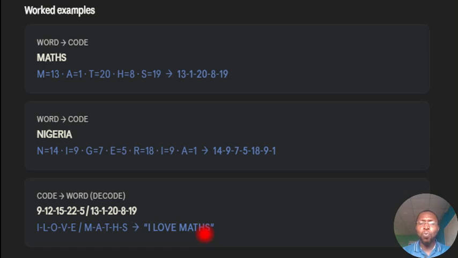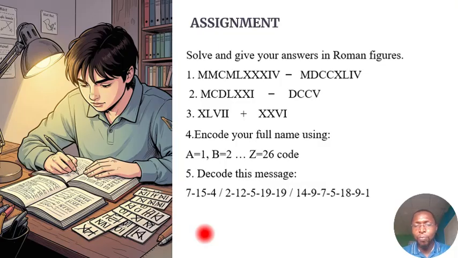All right, so we shall be drawing the curtain here. But before that, I have some assignment for you from question 1 to 5 based on what we have learned today. I hope with this assignment, you will be able to train yourself more on this topic.